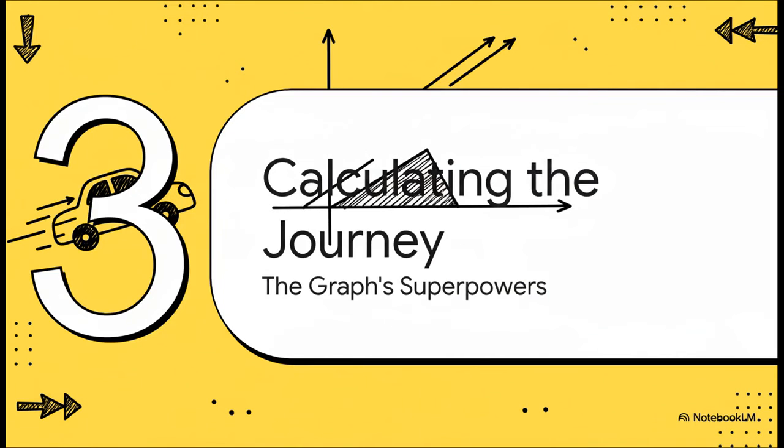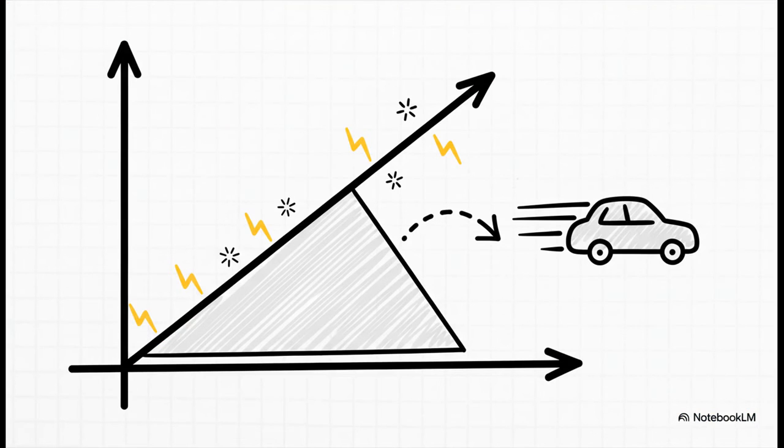But here's where it gets really cool. These graphs don't just describe the motion, they let us calculate stuff with amazing precision. This is where we unlock the graph's hidden superpowers. And I'm not kidding, these are the exact tools that engineers and even video game animators use every single day. Okay, superpower number 1. It's hidden in the slope of the line itself. The steepness of that line, it's not just some random angle, it's an exact measurement. What is it? It's the object's acceleration.